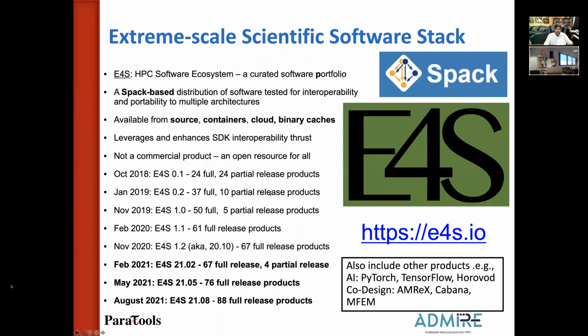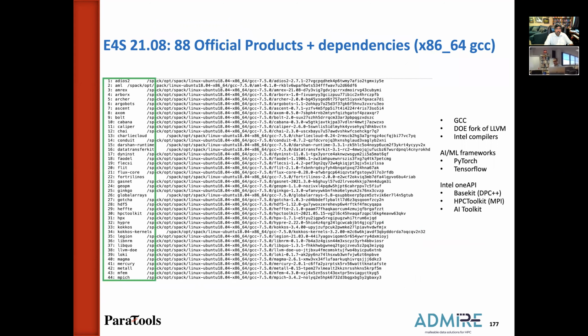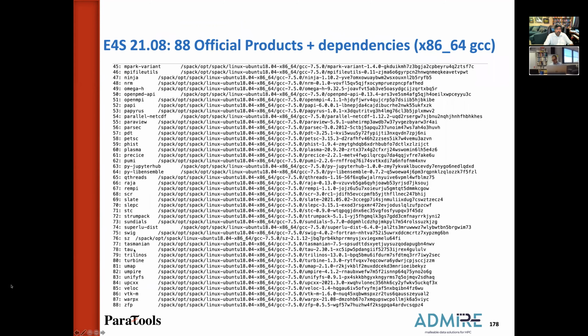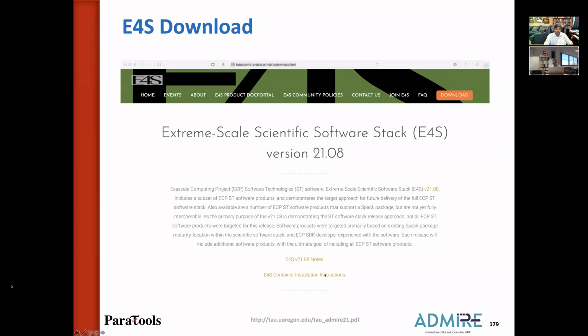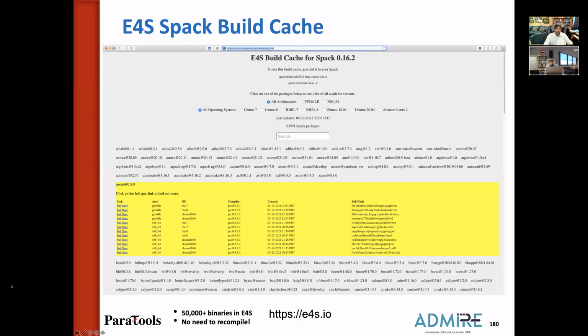So here is a broad range of packages and how many packages we have had in the recent releases. You can see the 21.08 release has 88 official products and dependencies, which includes packages like TAU, but also other tools like RAJA, Kokkos, and SUNDIALS, and Trilinos, and others. Here is the web page for E4S and the installation release notes from e4s.io.